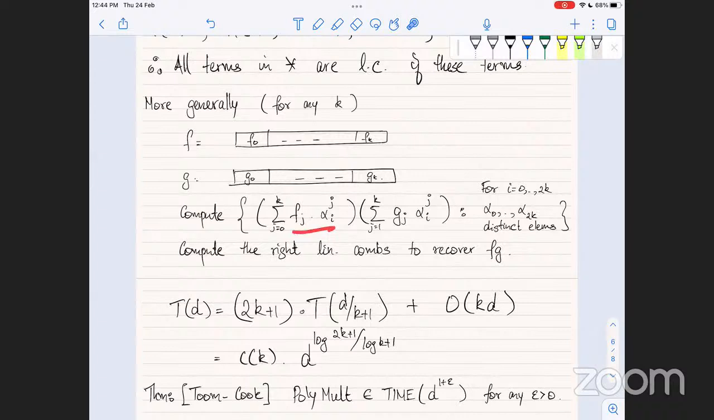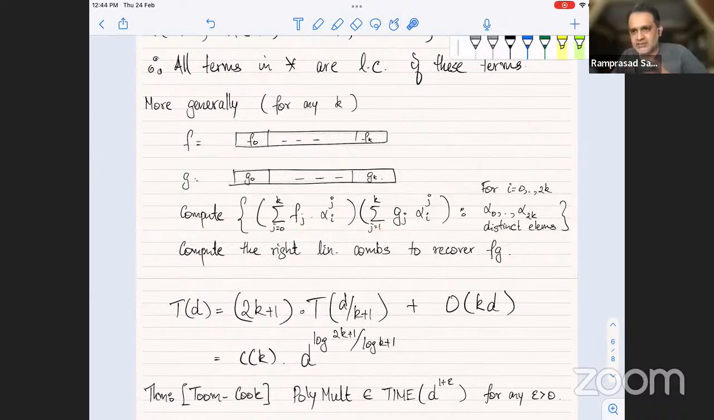Then I need to compute each of these sums. That overall might take something like order kd. And then I multiply them. Those are recursive calls. And then I do the linear combination again based on the inverse of the Vandermonde. That is another order kd. And so that's how it goes.